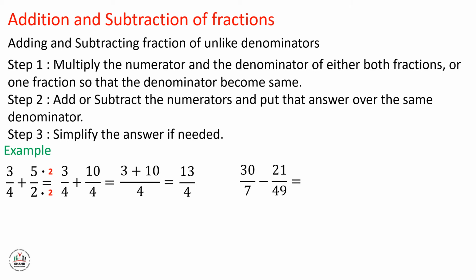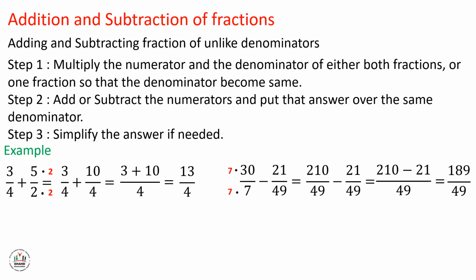30 over 7 minus 21 over 49. Again, we can multiply the 30 by 7 and 7 by 7. The new fraction will be equal to 210 over 49 minus 21 over 49. So we can now take 49 as the common denominator and we subtract 21 from 210. The final result will be equal to 189 over 49.